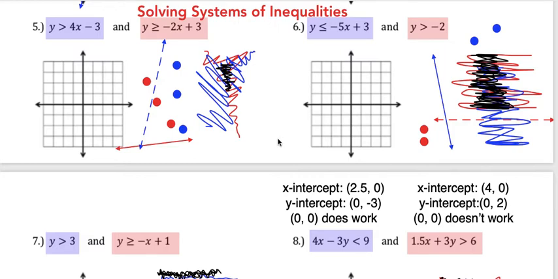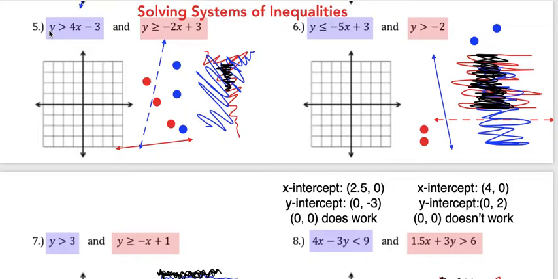Here are some examples for solving systems of inequalities. A system of inequalities is two or more inequalities that we need to graph on the same coordinate plane. The solution is going to be where the shading overlaps. A solution for a system of equations was where the lines would cross, and that point of intersection was the solution. Now we're going to have a full area.